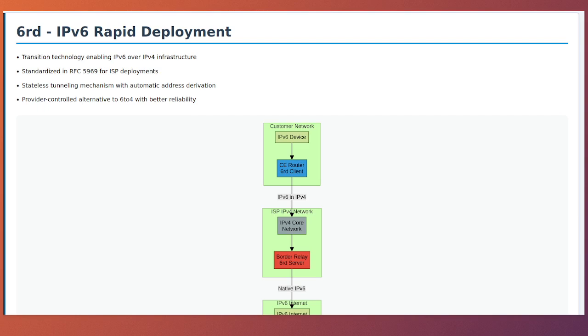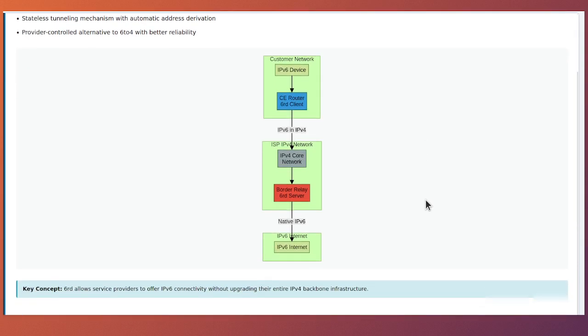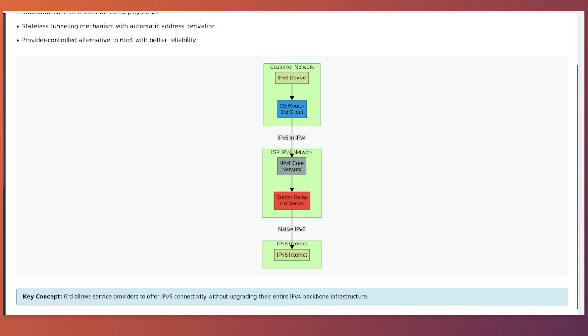Today we are exploring 6RD, which stands for IPv6 Rapid Deployment. This is a critical transition technology that service providers use to enable IPv6 connectivity over existing IPv4 infrastructure. Think of 6RD as a bridge between the old and new Internet protocols. It is particularly valuable for Internet service providers who want to offer IPv6 services to their customers, but have not yet upgraded their entire backbone network to native IPv6. The technology was standardized in RFC 5969 and represents an evolution of earlier transition mechanisms.